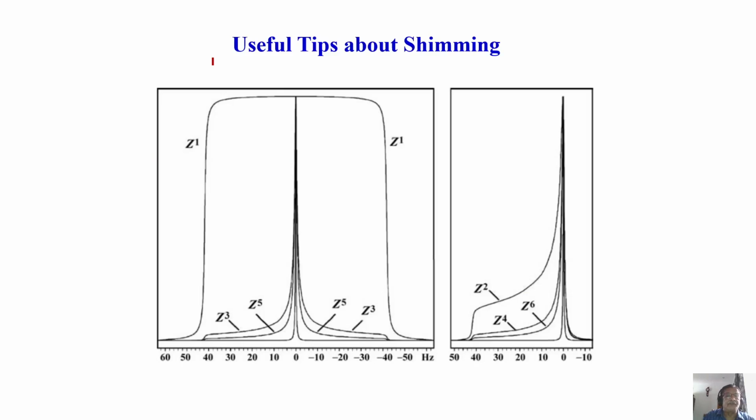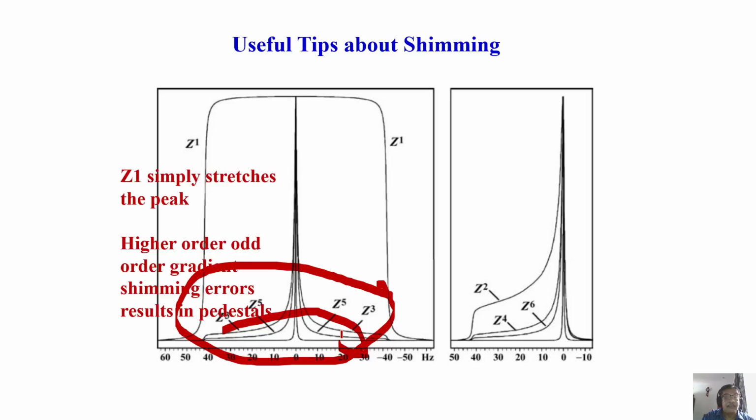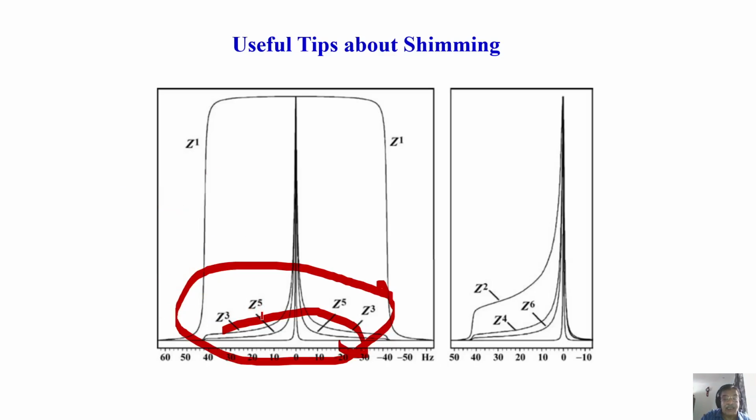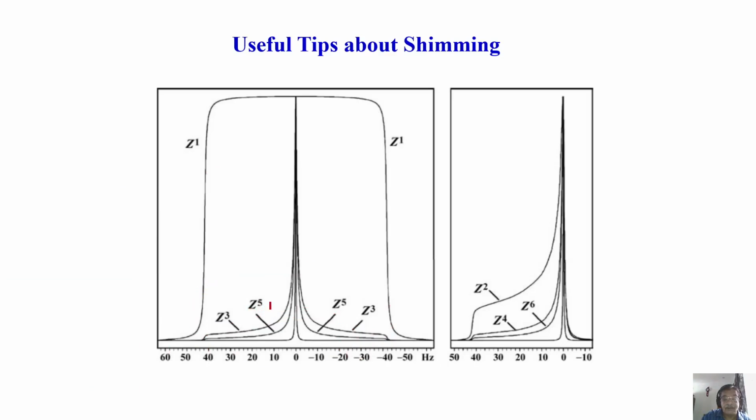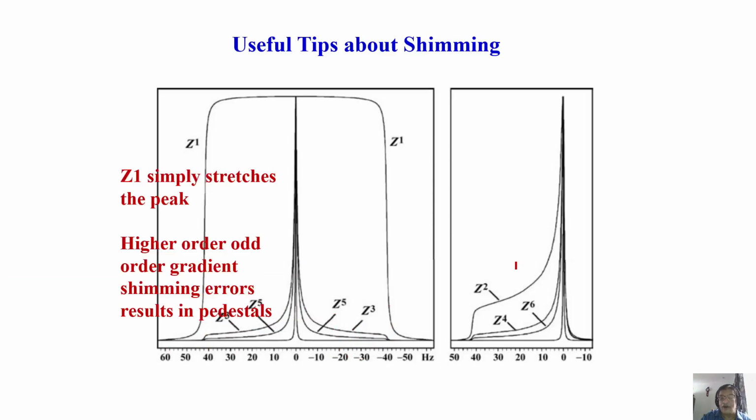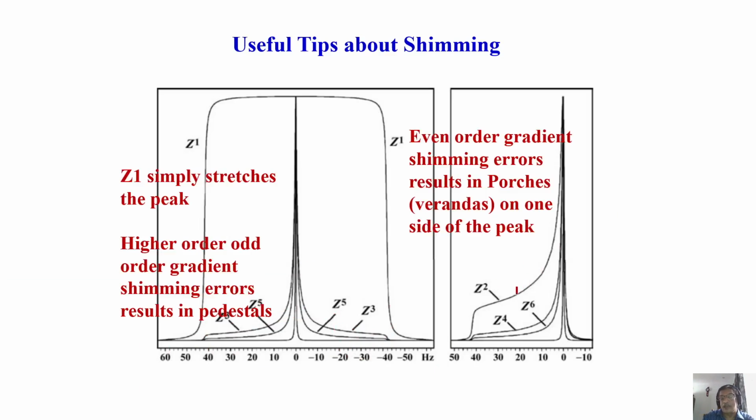These are some of the useful tips about shimming. Like, see, if Z3, Z4, Z5 odd order gradients are bad, you get like this. These are all called pedestals. You feel that some sample is sitting on a pedestal, a signal sitting on a pedestal like this. And these are sometimes called porches, or verandas.